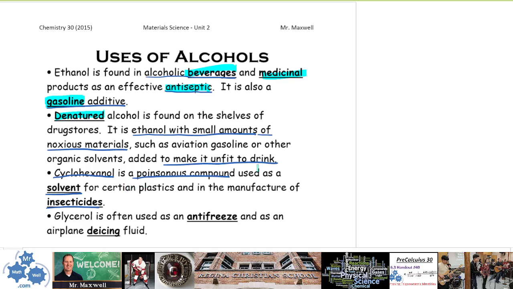Cyclohexanol is a poisonous compound used as a solvent for certain plastics and in the manufacturing of insecticides. Glycerol is often used as an antifreeze, and in airplane de-icing fluid. There are lots of uses of the alcohols in the organic chemistry group there.